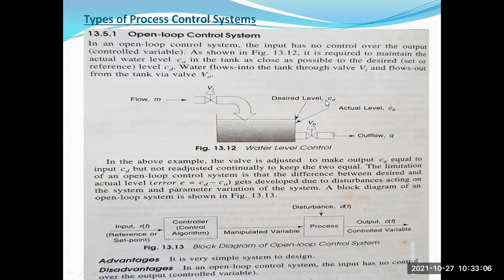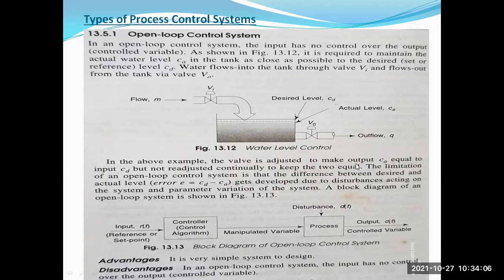There are basically two points: one is the desired level, denoted by CD, which is called the reference point or set point. Another one is the actual level, denoted CA, which is the level we actually have to control. In an open loop control system, the input has no control over the output, the control variable, as shown in the figure. It is required to maintain the actual water level CA in the tank against the desired level CD, and water flows into the tank through the valve VI, the inlet valve.